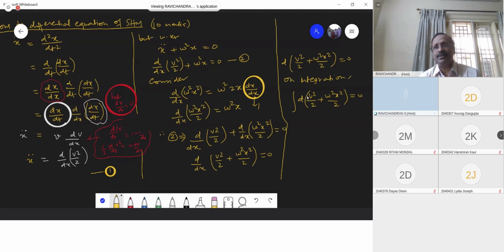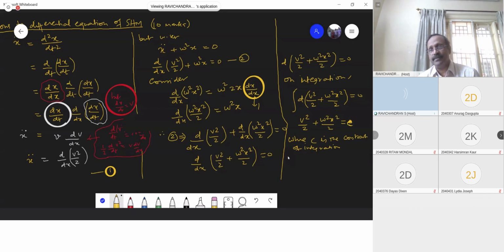So both of them will cancel. So you get here v square by 2 plus omega square x square divided by 2 must be equal to 0. And here it won't come to 0 because there is a constant of integration. No limits are given here. So this becomes a constant. I take it as C, where C is the constant of integration. That should be calculated for boundary condition.